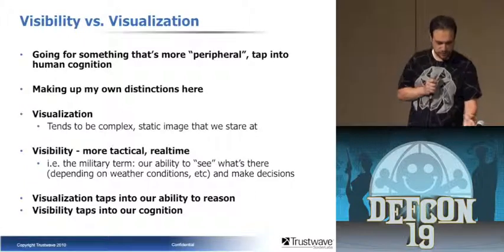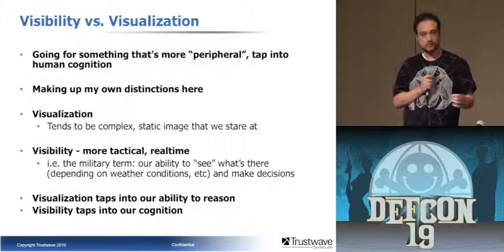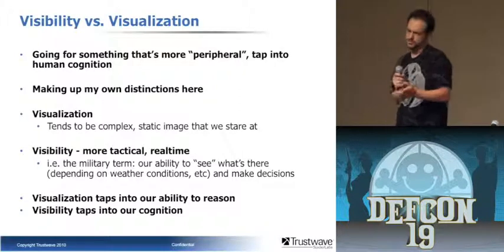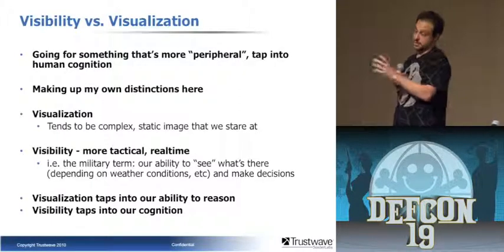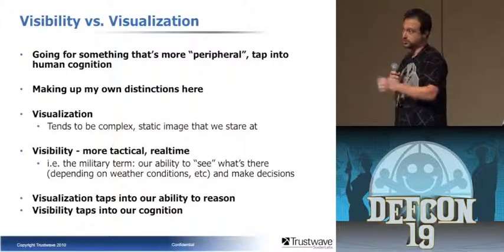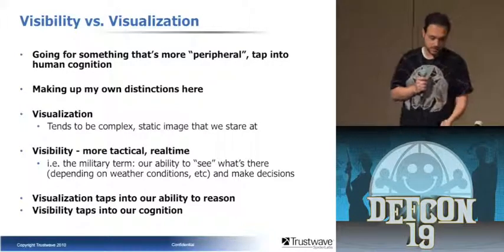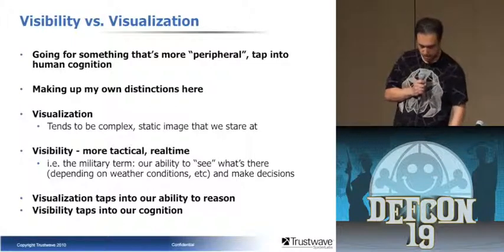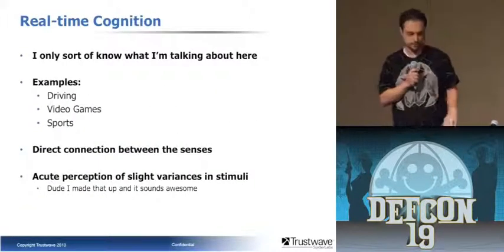So visualization taps into our ability to reason, to figure things out. It answers questions. Visibility is more like it taps into our cognition, okay, and maybe it causes us to ask questions.